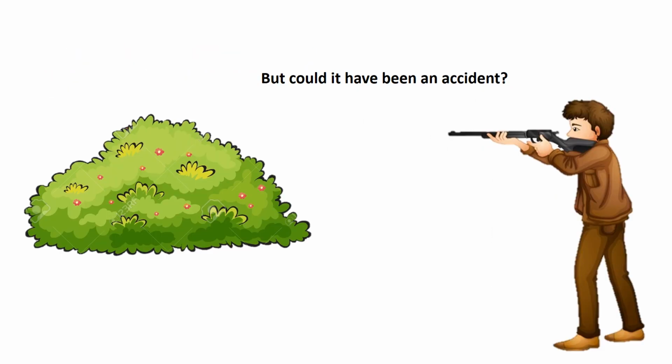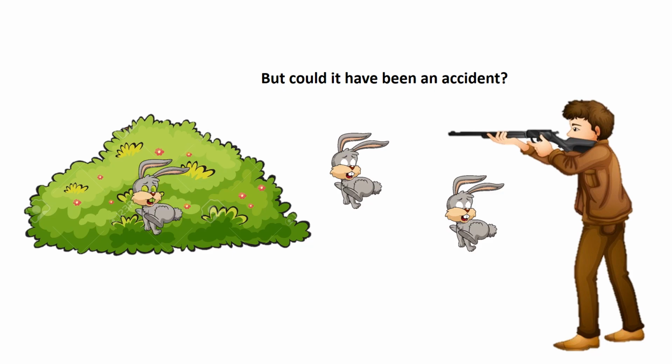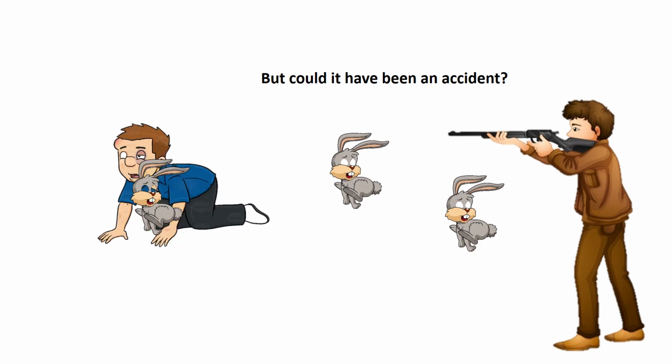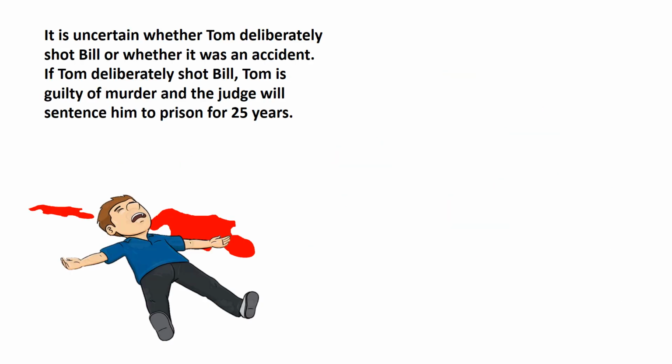Some of you may well have concluded that Tom did in fact murder Bill. But did you consider that this may have been an accident? Perhaps Tom was out shooting in the woods, hunting rabbits. He fired his gun at a rabbit that he thought he heard rustling in the bush, but instead it was poor old Bill. And as a result, Bill was shot dead. Now, we can't be sure whether Tom deliberately shot Bill or whether it was truly an accident, and Tom truly thought that Bill was a rabbit rustling in the bush.